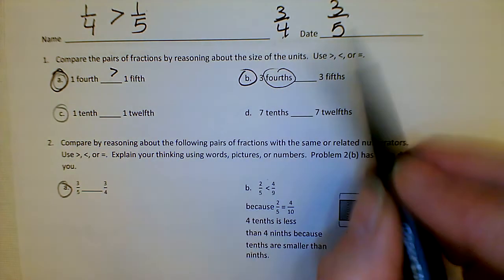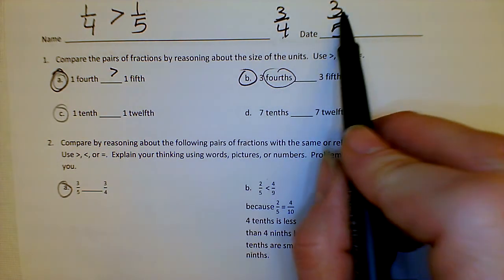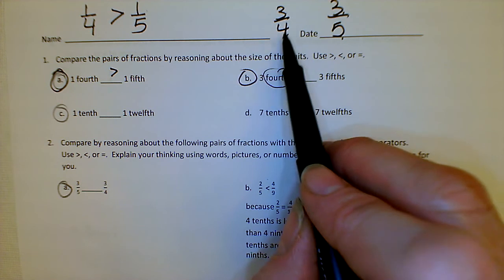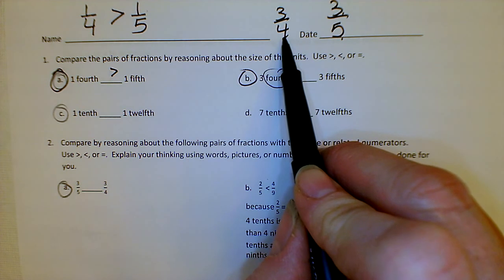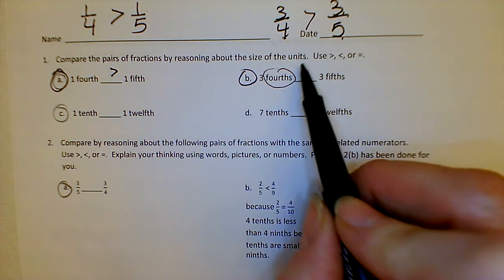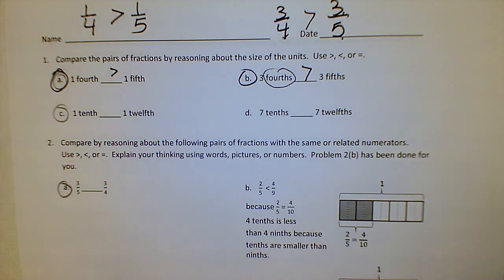So again, 4ths are larger pieces than 5ths, and I have a common numerator. So having 3 of the larger pieces is going to be more than having 3 of the smaller pieces. Okay, you can do C and D.